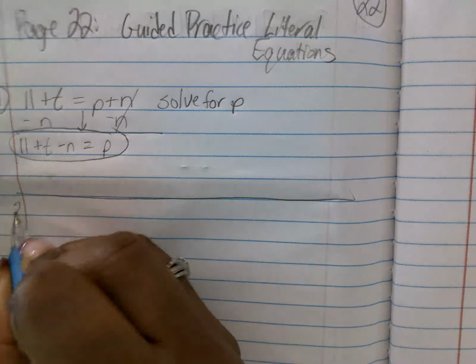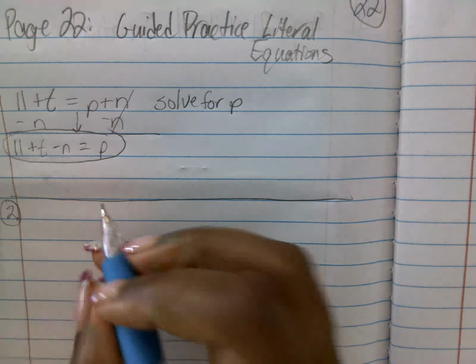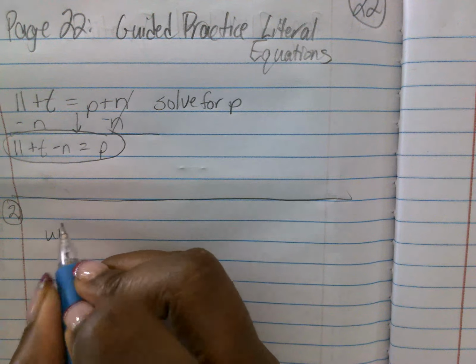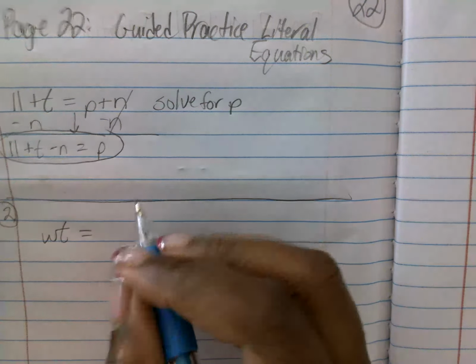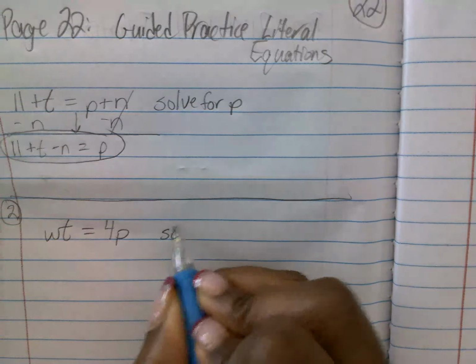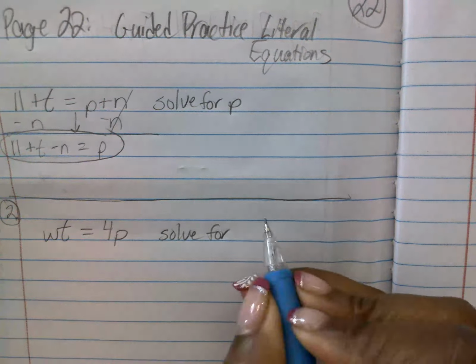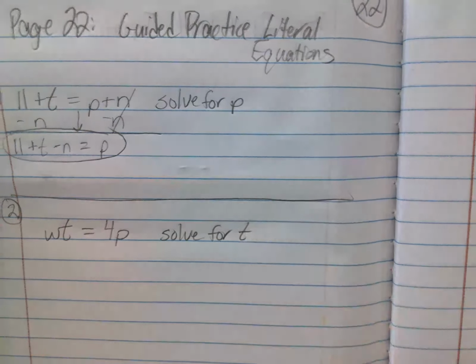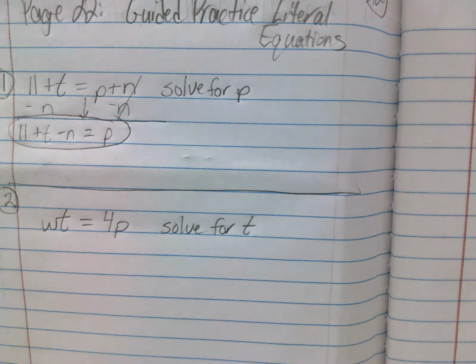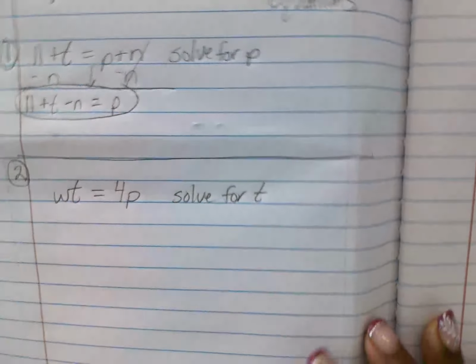Let's do number 2. See if you can do this one. You have wT is equal to 4p. Let's solve for T. Pause for the cause. All right, let's try this. Okay, we're solving for T. How am I going to solve for T, Muller? How do you solve for T here? How are you going to get T by itself? What do I have to move?